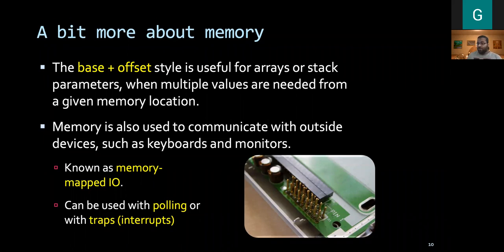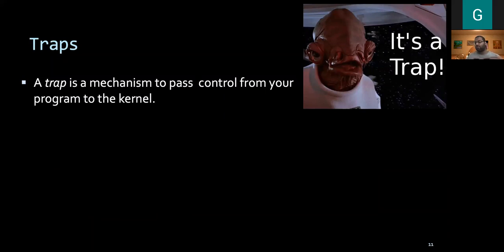Another way to do it would be using interrupts. We're not going to cover interrupts in much detail in this course, and we're not going to implement them, but they're worth talking about. So what are interrupts? And in general, traps. A trap is a mechanism to pass control from your program to the kernel. There are many different types of traps.